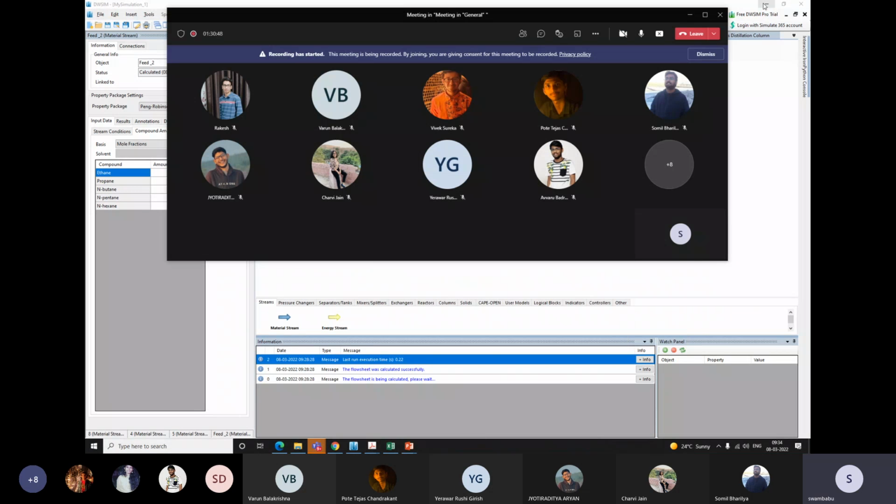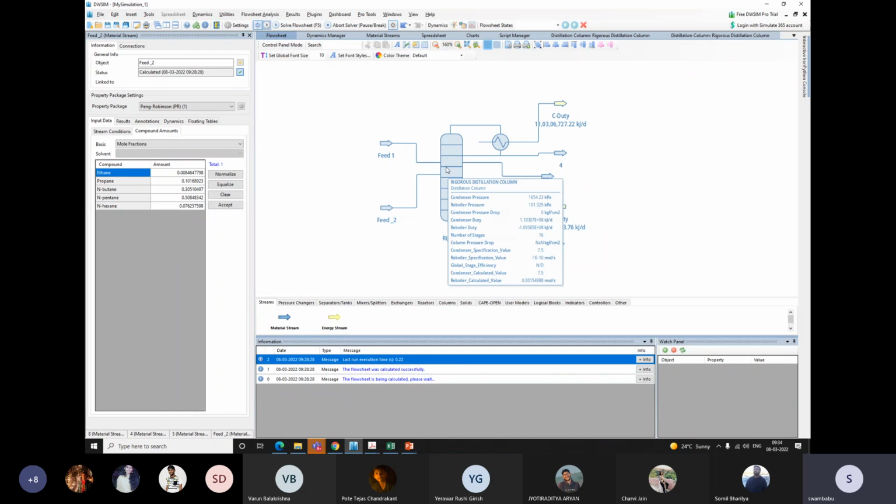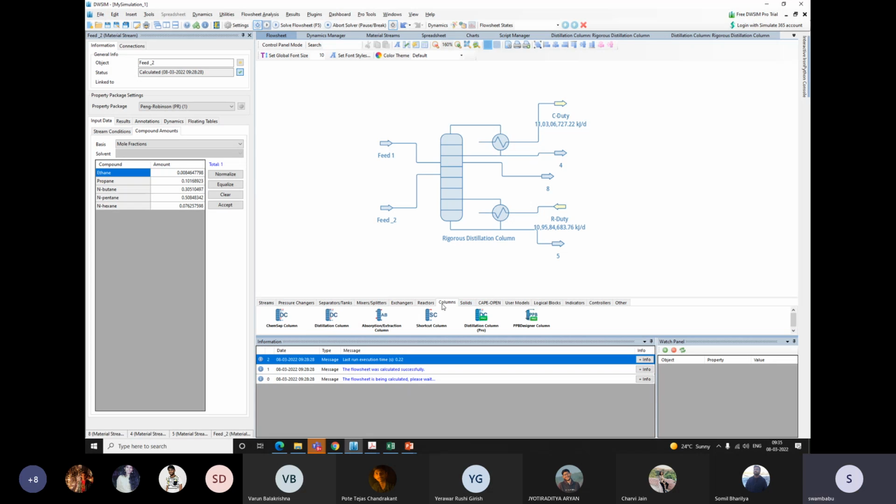Just similar to this, we have an absorption column. Whatever we are doing here, we can do the same with the absorption column. So I will leave it to you to practice the absorption column. Absorption column or extraction column is exactly similar to whatever I have explained so far. So I have explained the shortcut column and distillation column, with exactly similar features. So please practice the absorption column.